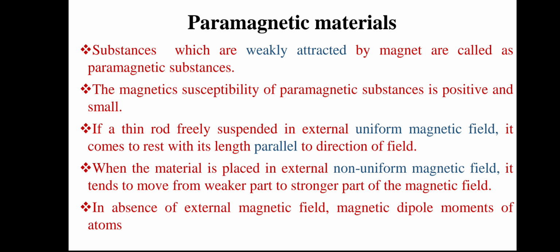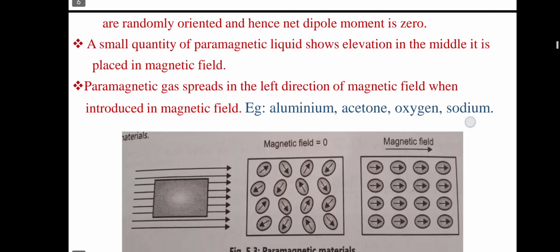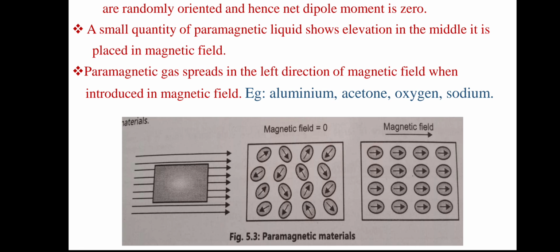In the absence of an external magnetic field, the magnetic dipole moments of atoms are randomly oriented and hence the net dipole moment is zero. A small quantity of paramagnetic liquid shows elevation in the middle when it is placed in a magnetic field. Paramagnetic gas spreads in the direction of the magnetic field when introduced in the magnetic field. Example: aluminium, acetone, oxygen, sodium. Diagram.